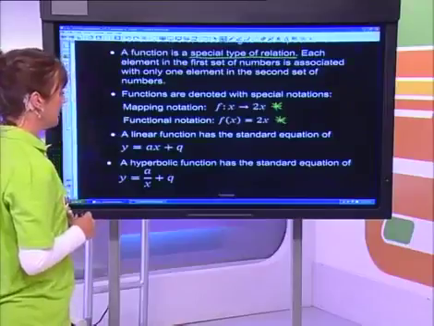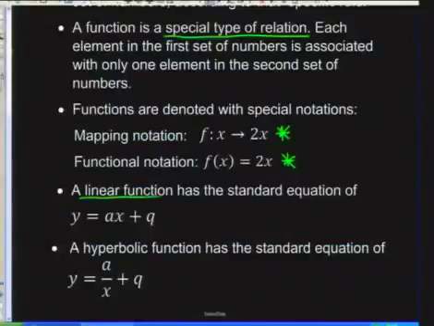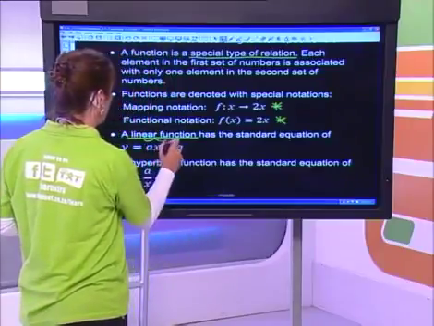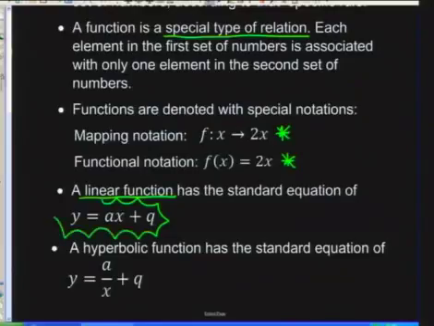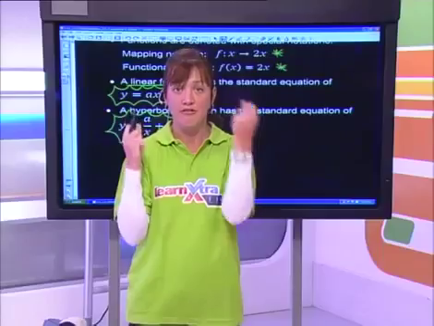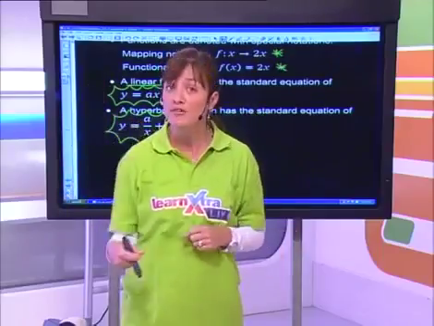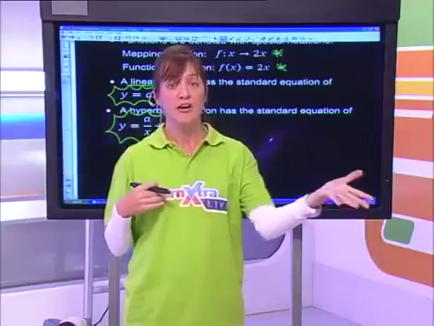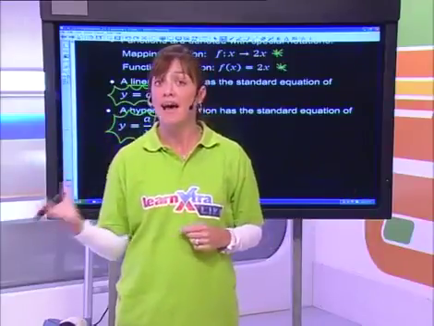Again, we will deal with this in more detail, but a linear function has a special, unique standard equation, and its standard equation is y equals ax plus q. That's the defining equation of a linear function. And a hyperbola has an equation of y equals a over x plus q. If you have an equation in the form of ax plus q or a over x plus q, it will either give you a graph that is linear or a graph that is a hyperbola.